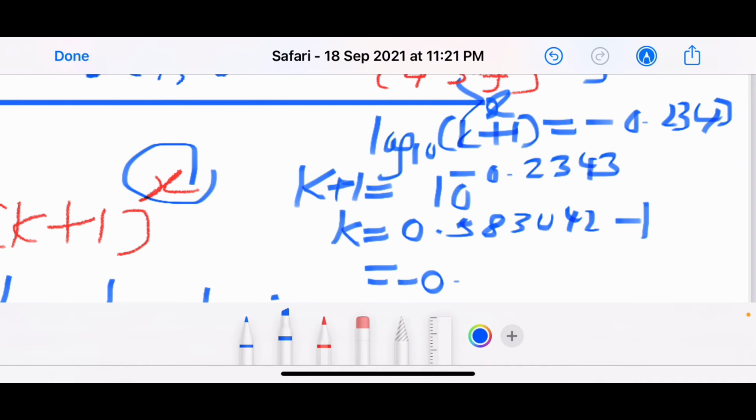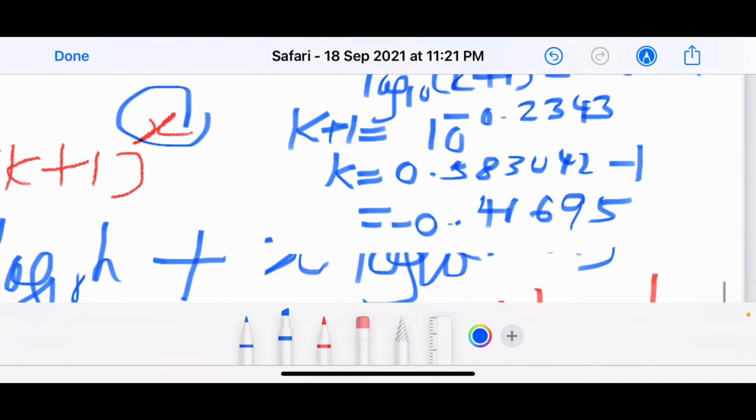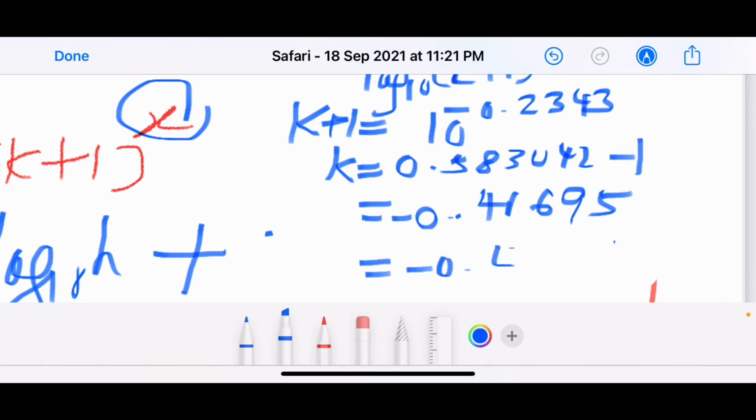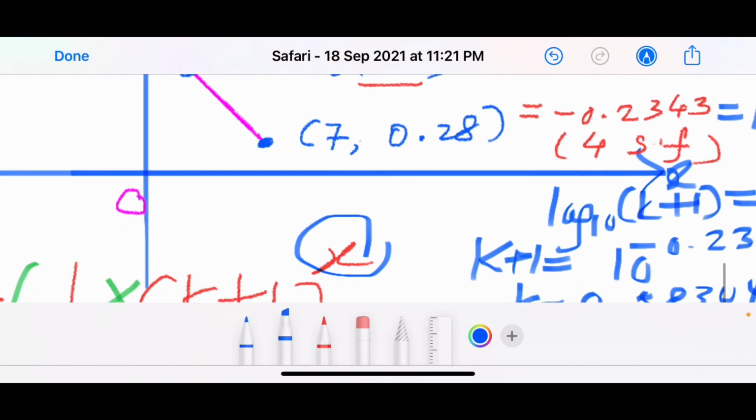Minus out 1, 4, 1, 6. I got 695 around. So there's a big difference between the answer. So the answer is -0.4170 according to my answer. It's okay because it's a certain range accepted.